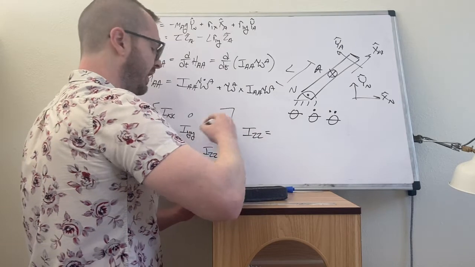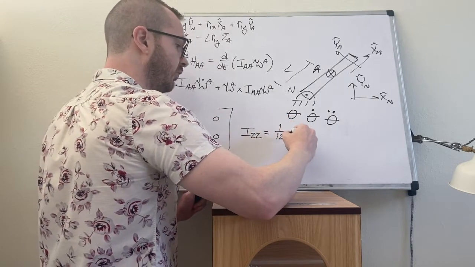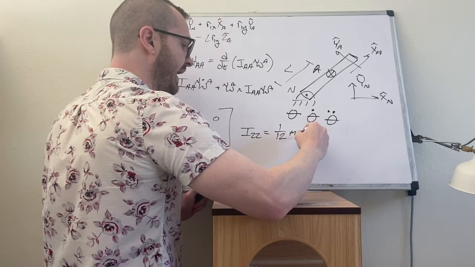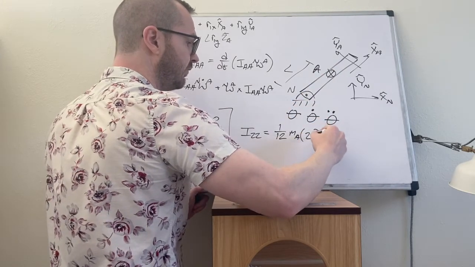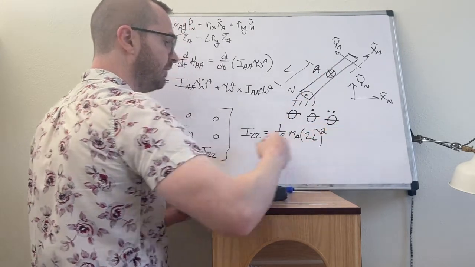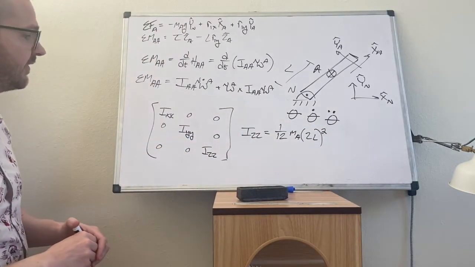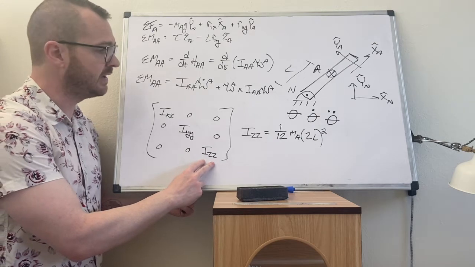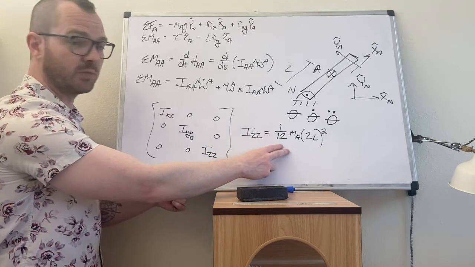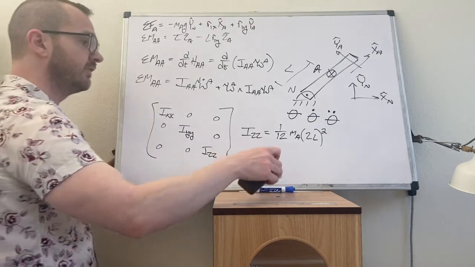I Z Z and the I Y Y, this is going to end up being 1 over 12 m a, the total length is 2L, so 2L squared. That would be the inertia specific term. What I'm going to do for right now is I'm just going to leave this as I Z Z, and we can come back at the end and we can do this replacement on the final equations.